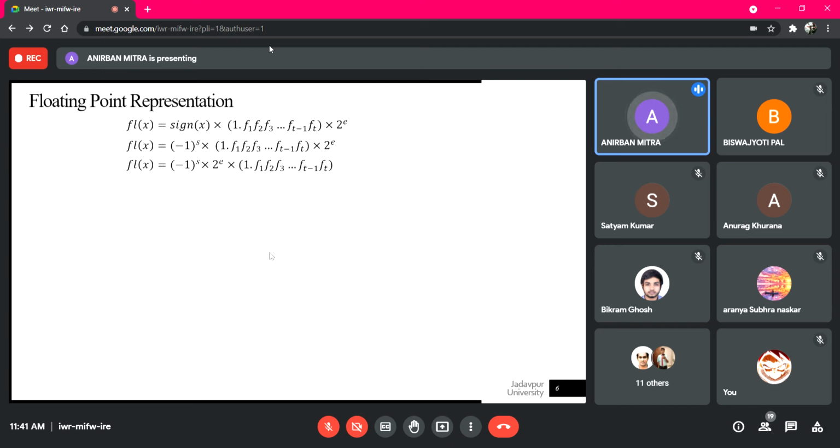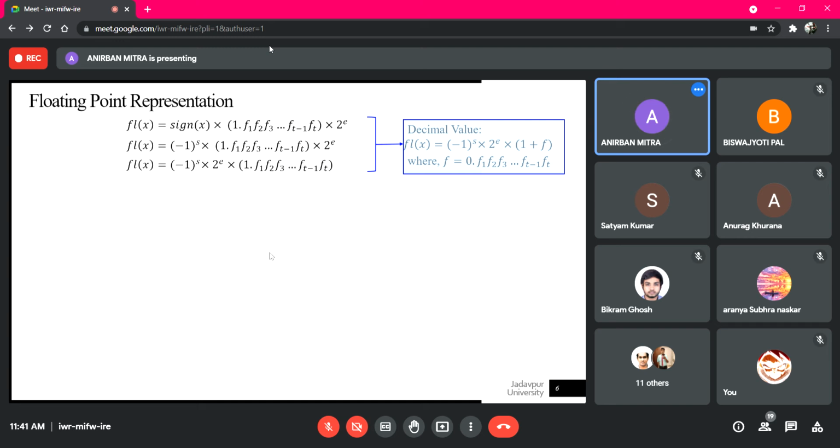This is the same expression as the previous one. What we have done is that we have interchanged the location of 2 to the power e and the mantissa. Why it is done, it will become clear shortly. But before that, let me just also say that the decimal value of this floating point representation can be calculated using the expression shown here.